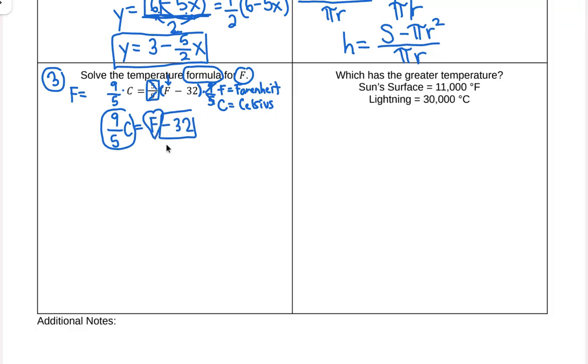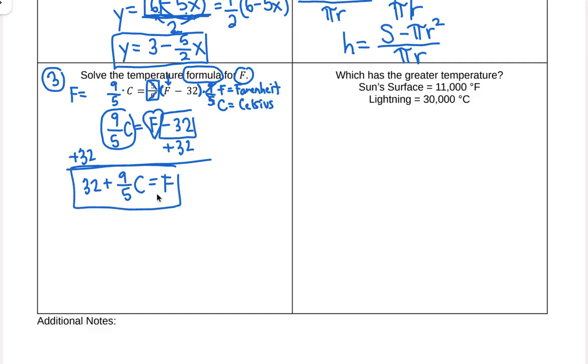So I need to get rid of this minus 32 by adding 32. When I do it to the other side, I'm going to make sure I write it off to the side so that I don't try to combine these things together. And that's going to give me 32 plus 9/5 C equals F. And now I have solved the temperature formula for F. All right? And of course, you could write it on the other side. It doesn't matter which side of the equal sign you have the variables, as long as the signs in front of the terms are the same, right? Then it's okay. All right?